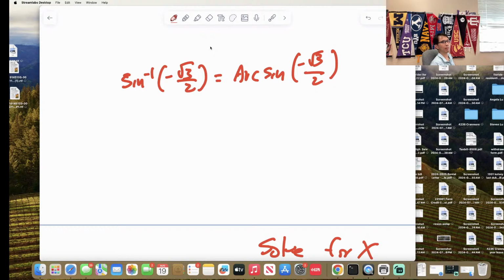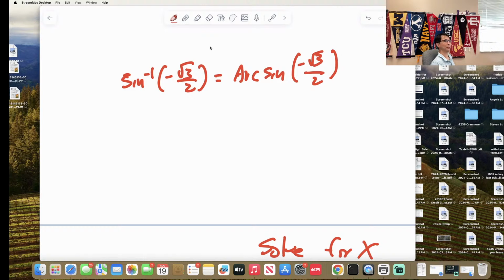Liam, what do you think? Sine inverse of negative root 3 over 2. 4 pi over 3, okay. And I don't know if that's right. I don't know. Gabriel, 2 pi over 3, okay. Ethan, negative 5 pi over 3, okay. Balin.